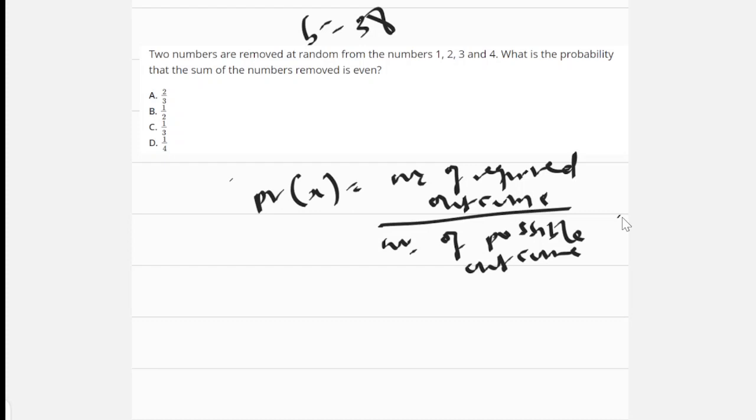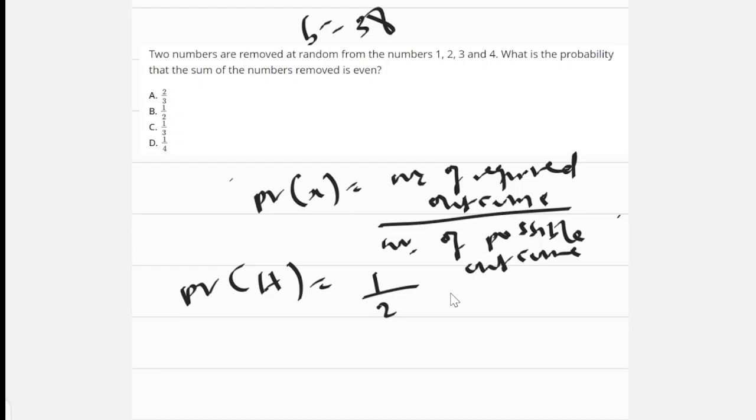For example, if you want to find the probability of a head occurring in a single toss of a coin, the probability of a head appearing will be the number of required outcomes, that is head. How many heads can appear when you toss a coin? That is one. Then divided by the possible outcomes. If it is not head, it is a tail. So that is 1 divided by 2. I hope you understand now.